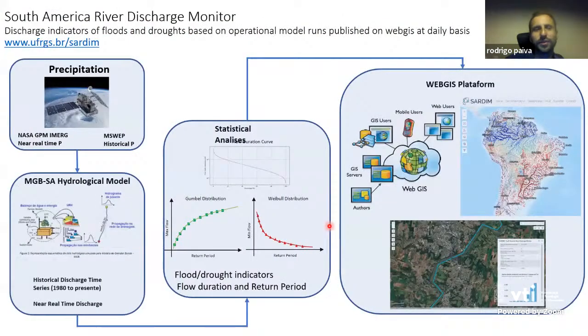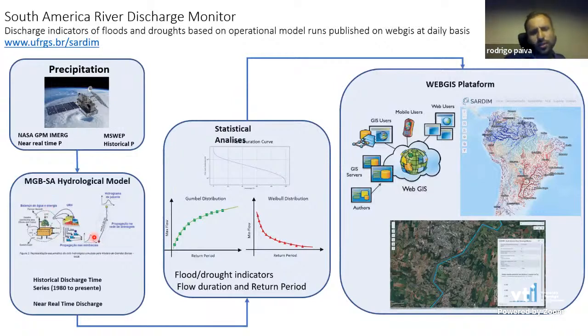So what we do in this system, we basically take precipitation data from satellite sensors, such as the NASA GPM, Global Precipitation Measurement Mission. This is near real-time data. So we have a computer that downloads this data every day. This data is used to feed the hydrological model MGB.